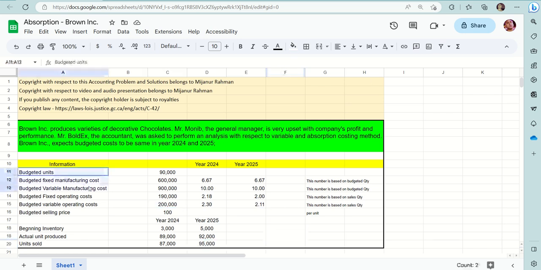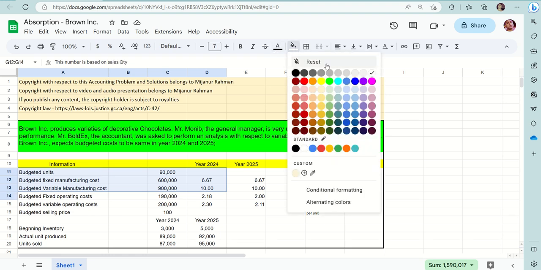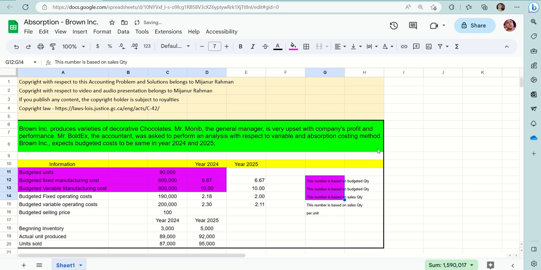When you see budgeted, the manufacturing costs are divided by the budgeted units, both the fixed manufacturing costs and variable manufacturing costs, always divided by the budgeted units. And that's why I put some notes here. You can see that right there. I'm going to highlight that in magenta. You can see the notes. I'm going to unhighlight this.